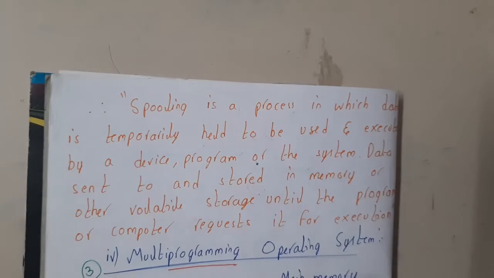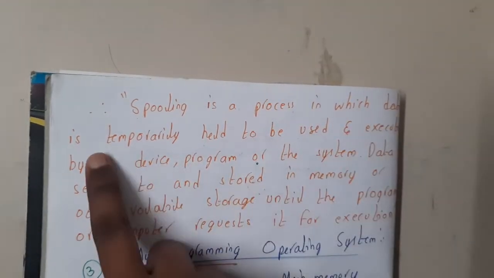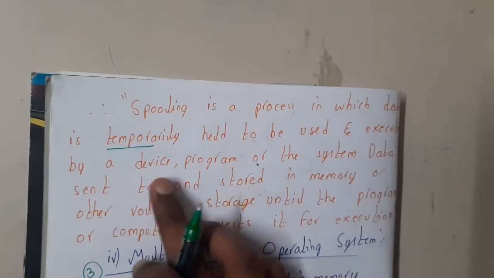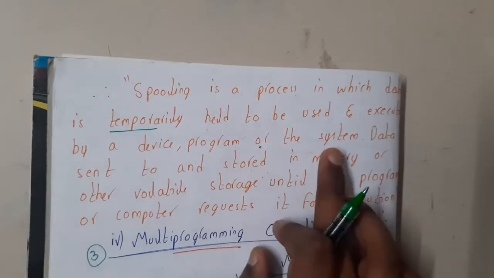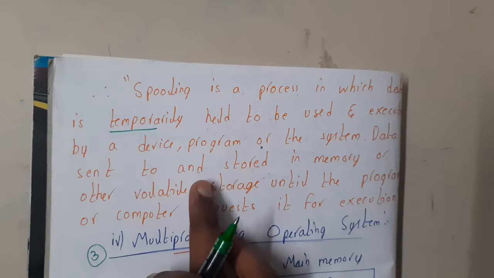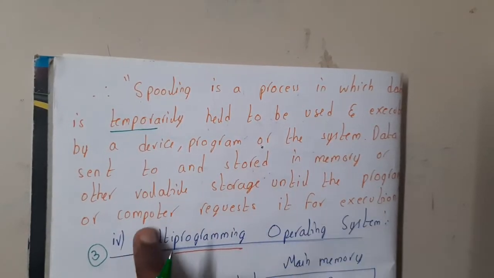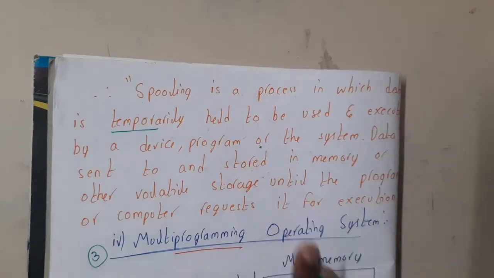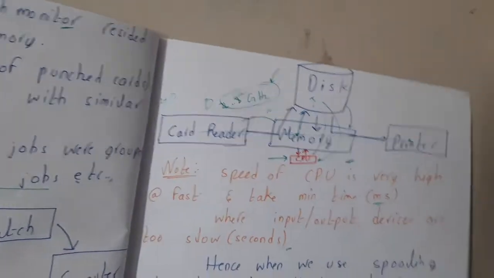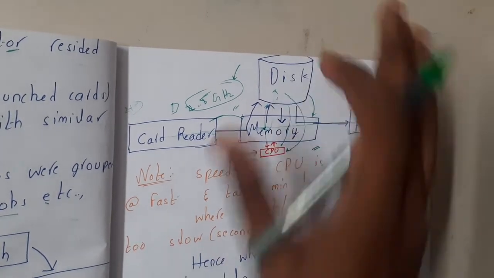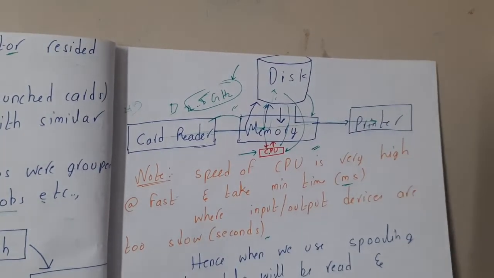This is a small conclusion about spooling, guys. Spooling is a process in which data is temporarily held to be used and executed by a device, program, or the system. Data is sent to and stored in memory or other volatile storage until the program or computer requests it for execution. So what exactly is happening in spooling, guys? We are using an external disk or a memory interface where we store things.